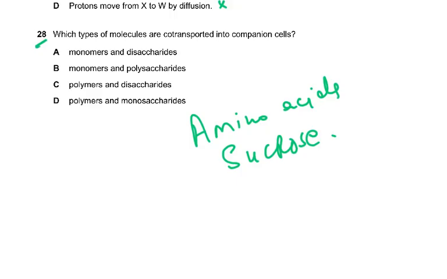Question number 28. Which types of molecules are co-transported into companion cells? Monomers and disaccharides. Amino acid is a monomer. Sucrose is a disaccharide made up of glucose and fructose.